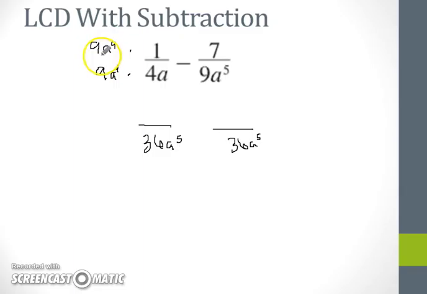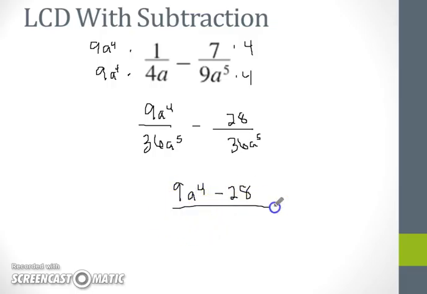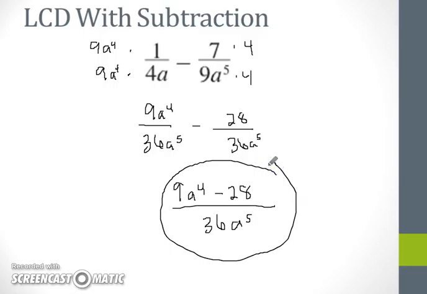So our new numerator, 9a to the 4th times 1. We've got 9a to the 4th minus, this one we have to multiply by 4. So times 4 and times 4, so that equals 36. 7 times 4, we've got 28. Once we've got our common denominator, you can write it all together. So 9a to the 4th minus 28 over 36a to the 5th. And there's our answer for that one.